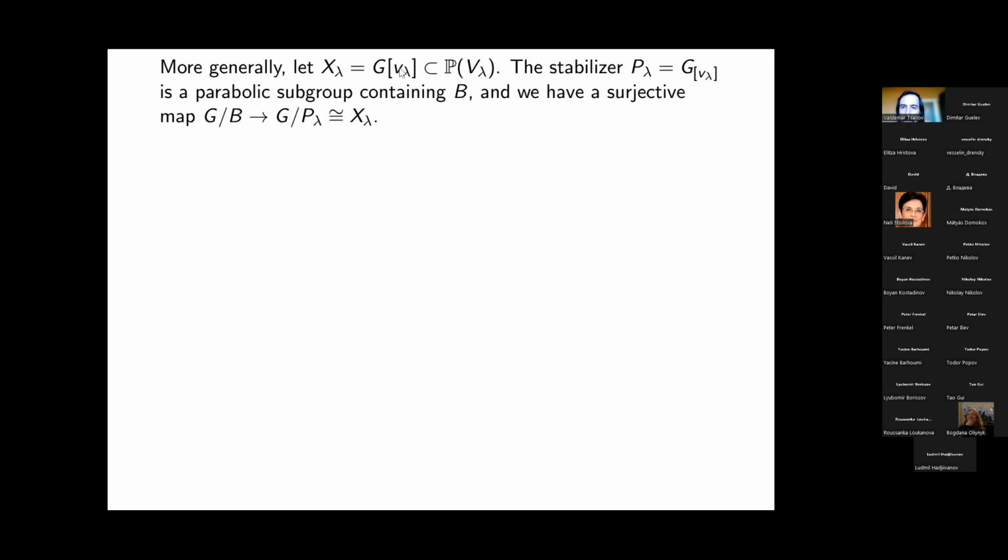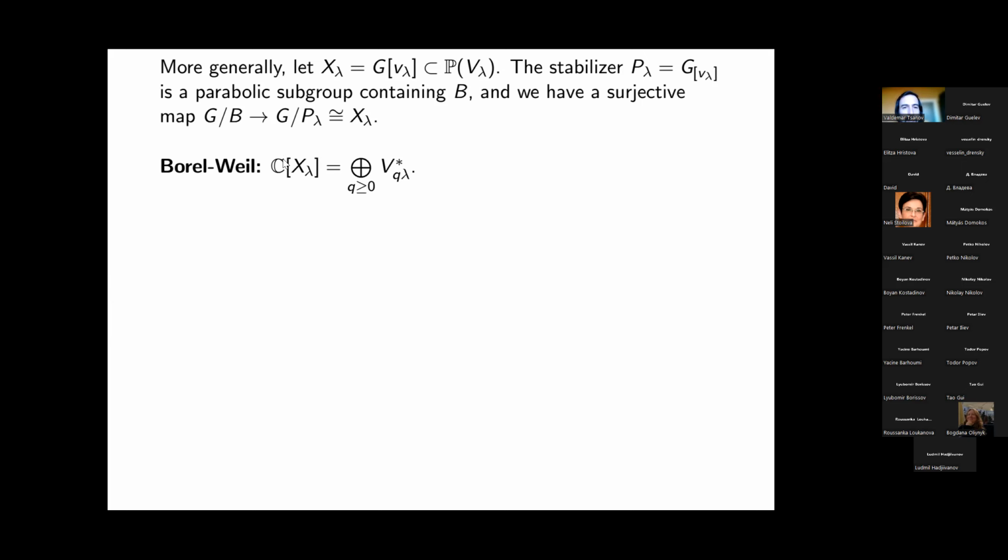So the stabilizer is a parabolic subgroup. This means a subgroup containing B because we have a highest weight vector. And then this G mod B, the complete flag variety, surjects, obviously. So there is this one master variety which maps onto all of them. And actually, we can pull back the O of one, the antitautological line bundle on the projective space here, and those bundles will generate the Picard group.